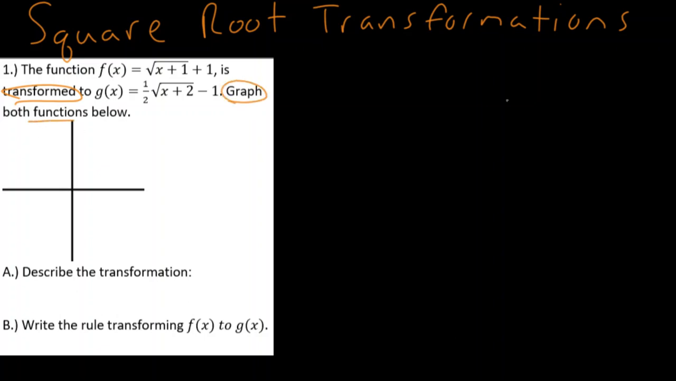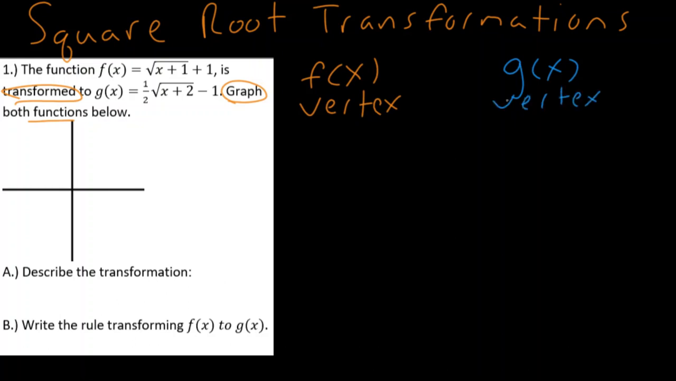Now, the way that you want to graph a square root function is you first want to find the vertex. I'm going to label everything that is f of x in orange, and I'm going to label my g of x in this nice pastel blue. And so the first thing that you want to do is find the vertex of both. Now, how do you find the vertex?